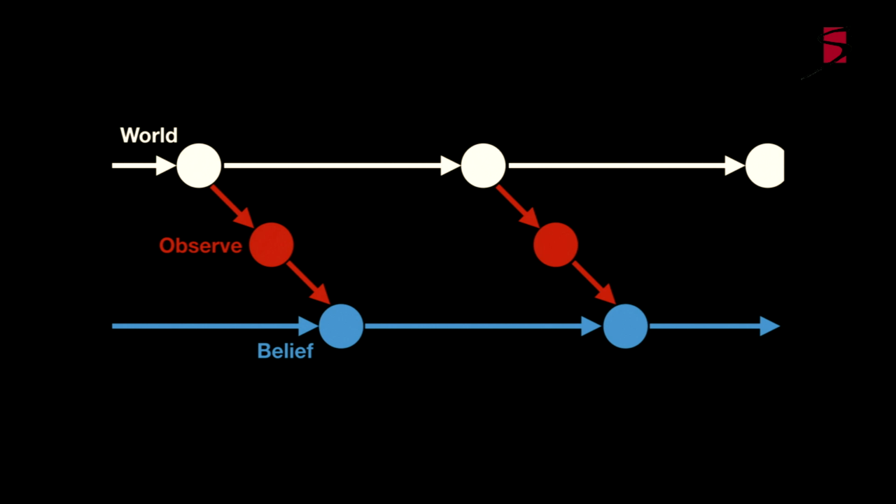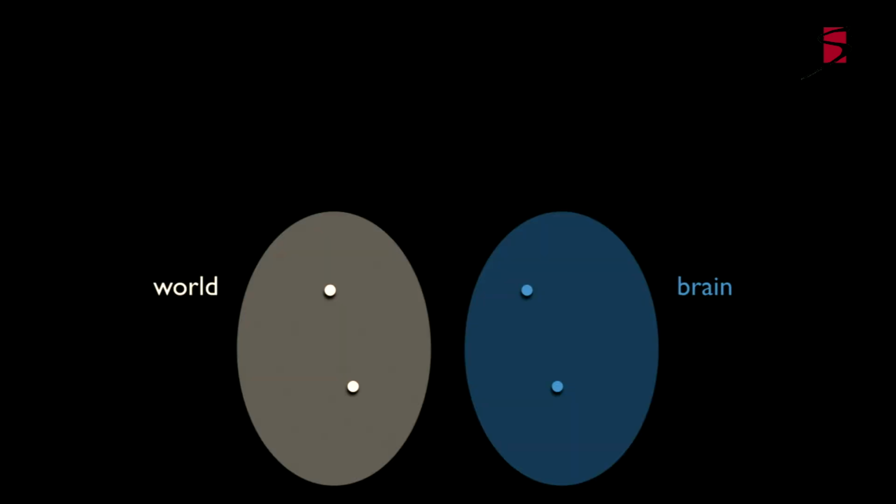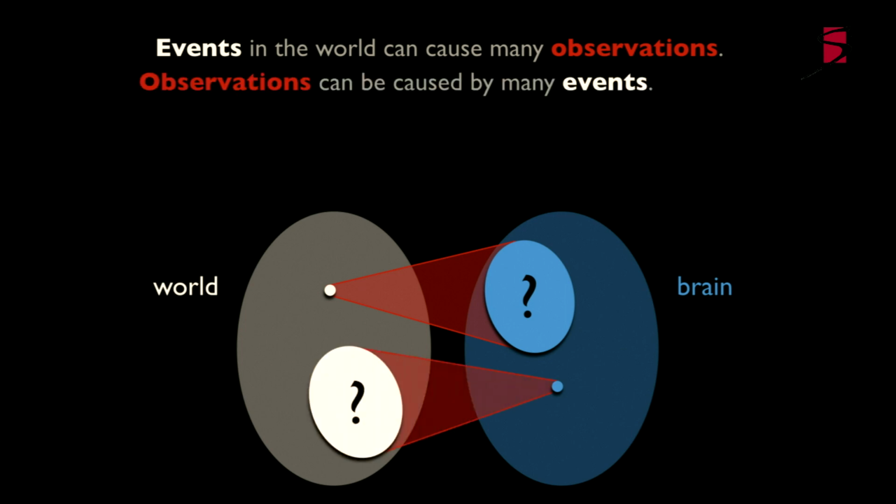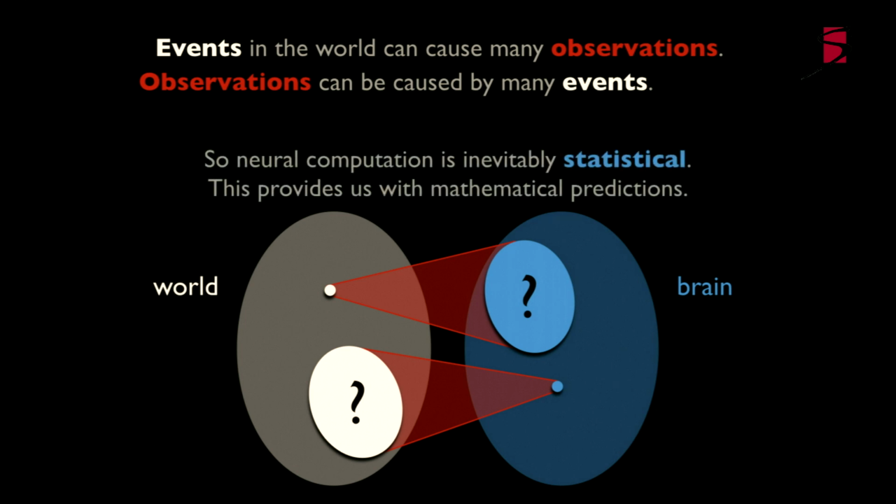Now, if everything in the world corresponded to something in the brain in some kind of one-to-one manner, that would be one thing, but that's not the way the world is. Instead, events in the world correspond to many possible neural activity patterns in the brain, and conversely, one activity pattern in the brain corresponds to many possible events in the world. So that means that neural computation, what the brain is going to do with this sense data, is inherently statistical. That makes our lives more difficult in some ways, but it provides opportunities. It gives us an option for finding interesting mathematical predictions based on that idea of performing some kind of statistical inference.